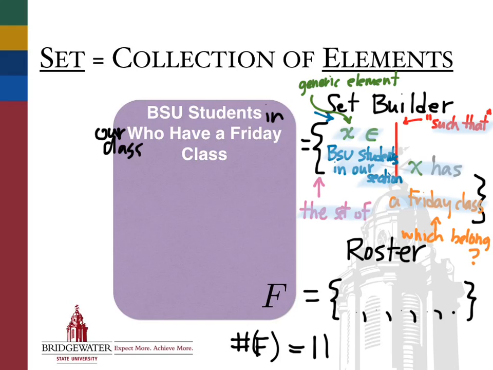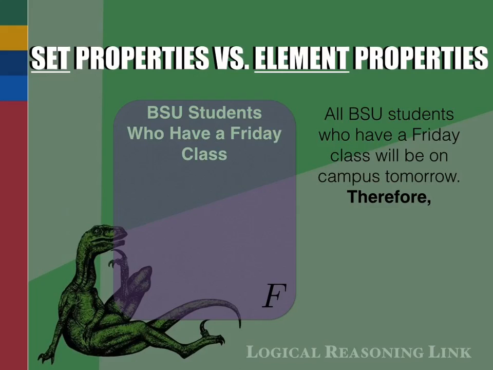So one last thing. Here's your logical reasoning connection for the day, your Velociraptor. If F is the set of all BSU students who have a Friday class, then we might attach a property to that entire set. This should say on Friday. Sorry. I don't know why. When I wrote this, I thought today was Thursday. So we might say something like, every BSU student who has a Friday class will be on campus on Friday.